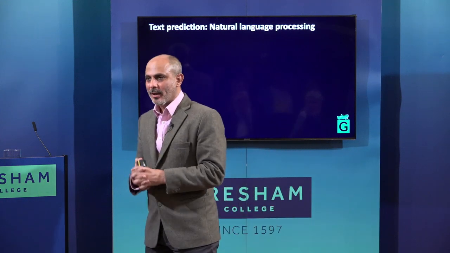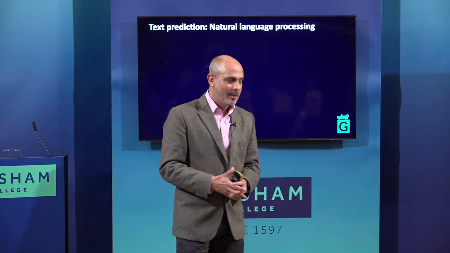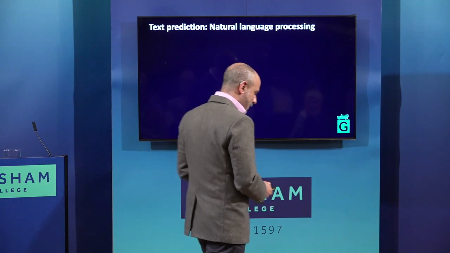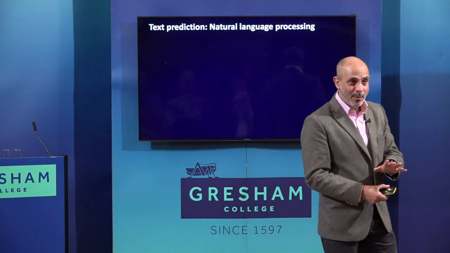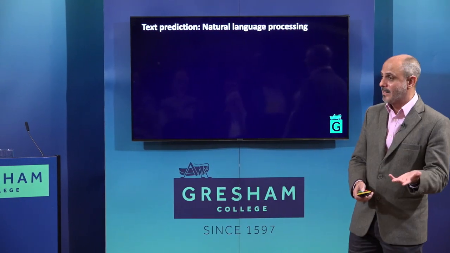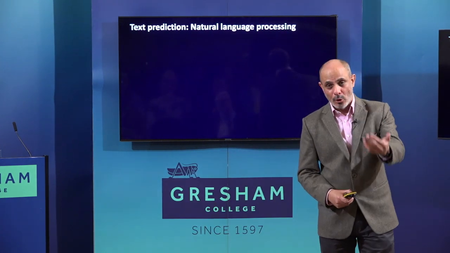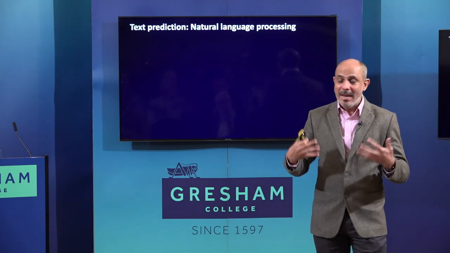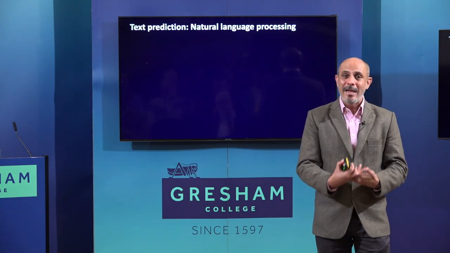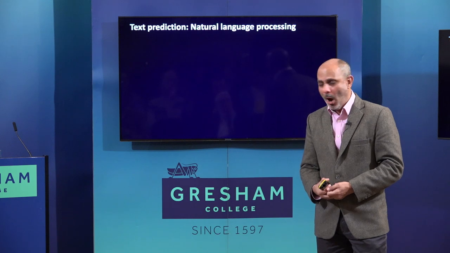So with text recognition, what's the issue? This is the big thing now because of ChatGPT and other large language models, right? Which are basically able to predict what you're going to say and come up with very convincing answers to any questions you might put to them. How do they do that?